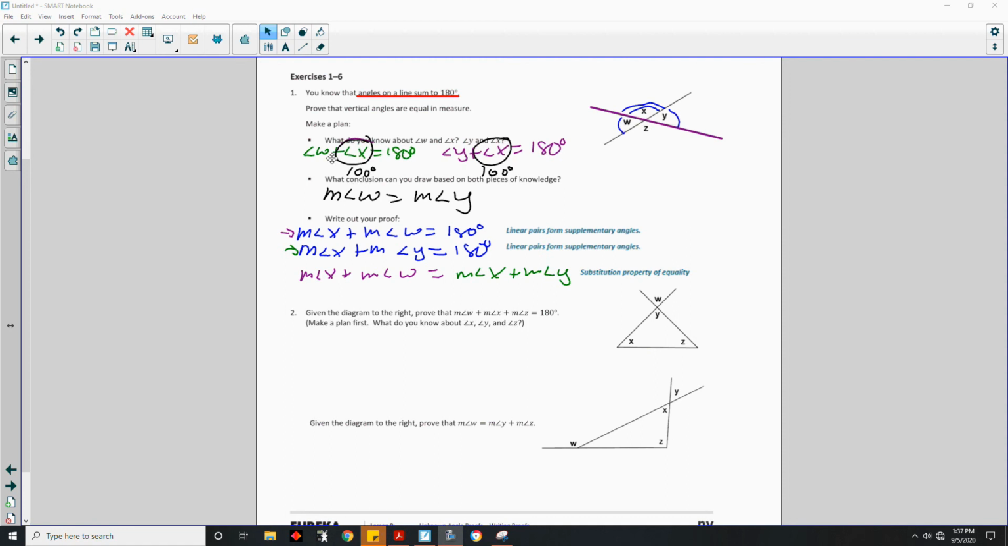And then finally, we can come to our conclusion. And in math, we have a symbol for the word therefore. And it looks like a triangle without sides, 3 dots. That means therefore, so we come to our conclusion. And now we can say the measure of angle W equals the measure of angle Y if we eliminate these x's on both sides. So the measure of angle W equals the measure of angle Y. So we just proved that since we have linear pairs, vertical angles are congruent. And the reason for that last step, subtraction property of equality.